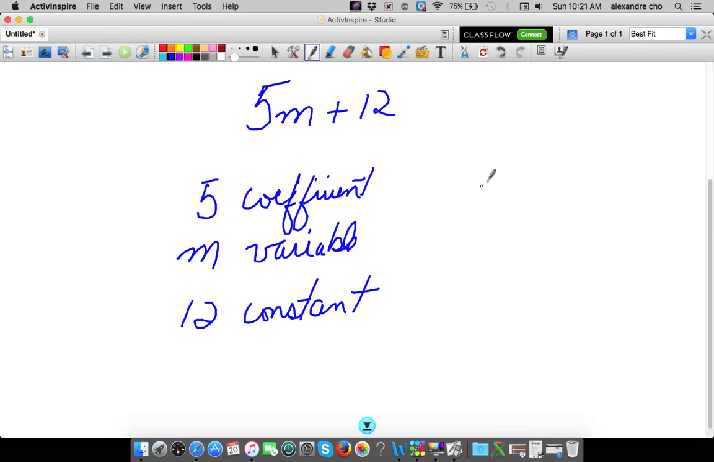And how many terms does this have? Number of terms. This is made up of how many parts? Number of terms is 2. How do I know that? Because remember I told you, the plus sign or the subtraction sign will serve as commas for us. So that's when we know when one starts and one ends. So 5m, comma, 12. It's made up of 2 terms. Okay.